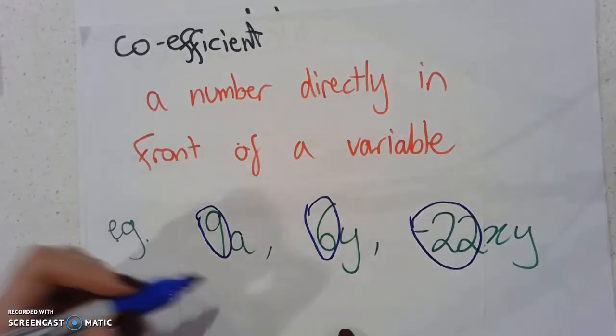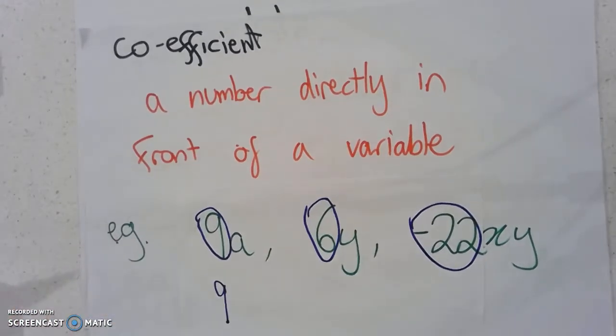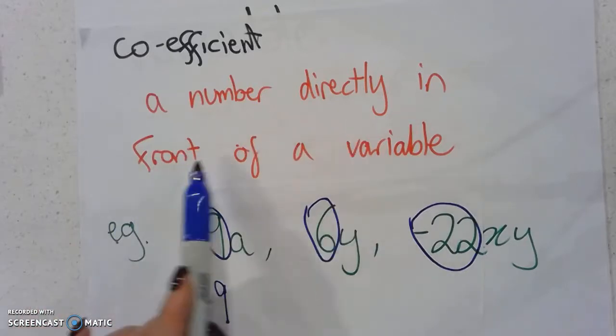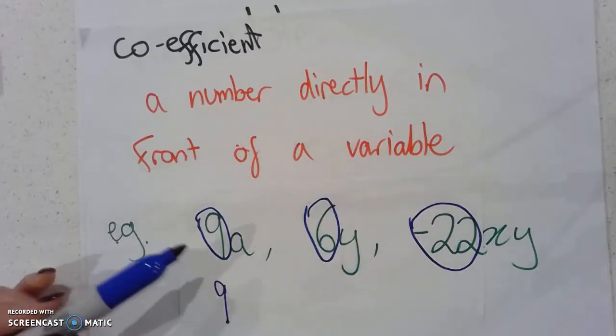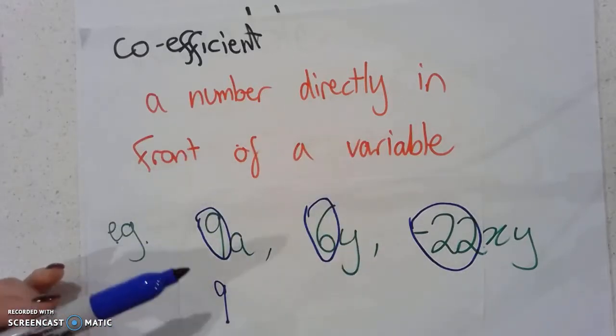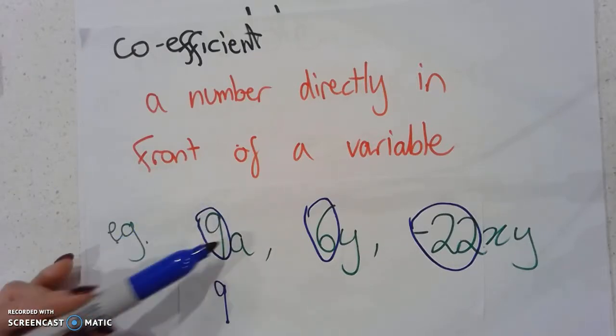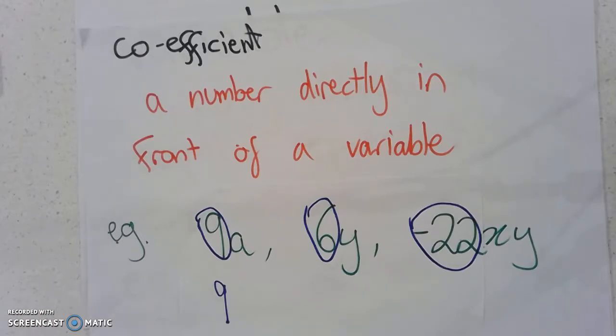Now, just writing 9, for example, as the coefficient, you've got to be a little bit careful of that because it doesn't look like a coefficient because it has to be in front of a variable. So if you were asked to demonstrate a coefficient, you'd write it as, say, 9a, and then circle the 9 to show that that part is the part that is the coefficient.